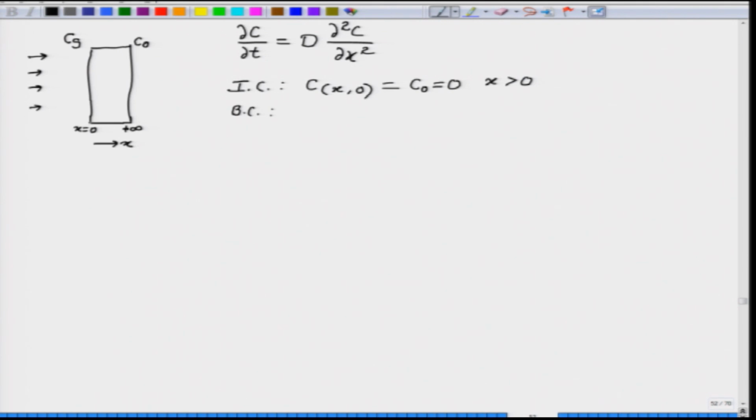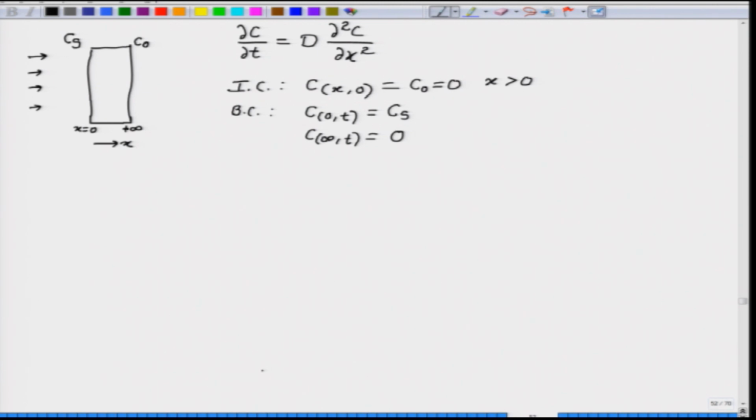At the surface, carbon concentration is always maintained as C s. So, C at x equal to 0 at any time t is equal to C s. The second boundary condition is that at the other end the original concentration of steel remains. In this case we are assuming it is 0. So, C at plus infinity at any time t is equal to 0.